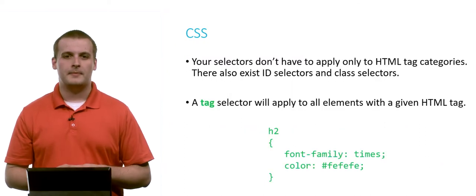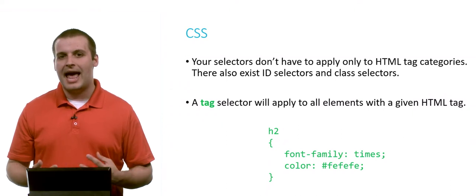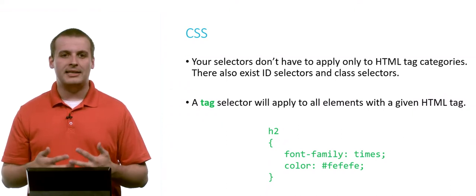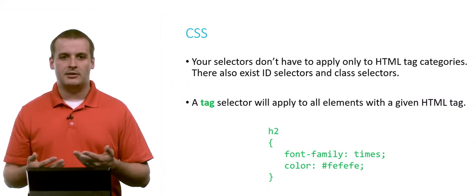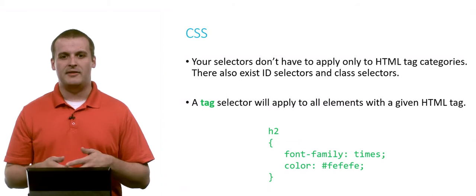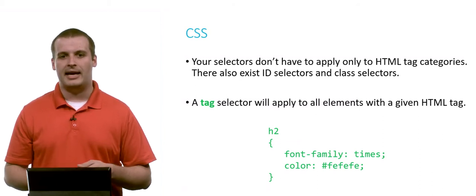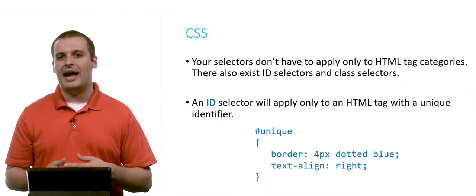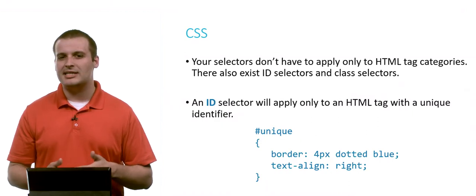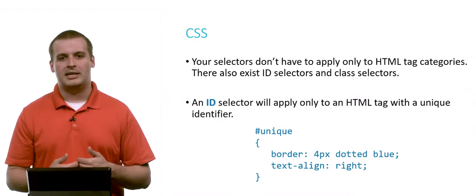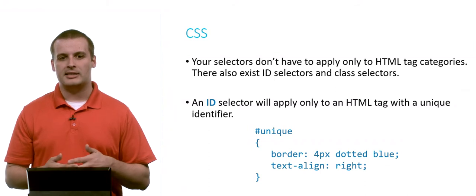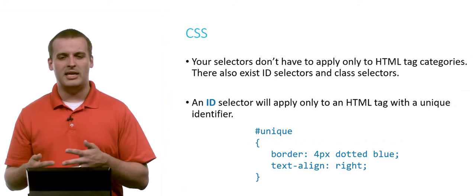Your selectors don't have to be tags only. We previously saw a body tag selector, and a tag selector does look just like that. You name a tag, and then you define the style sheet for that tag. But you can also do something called an ID selector. An ID selector looks pretty similar, but notice that now I'm not using an HTML tag. I'm using, in this case, #unique.